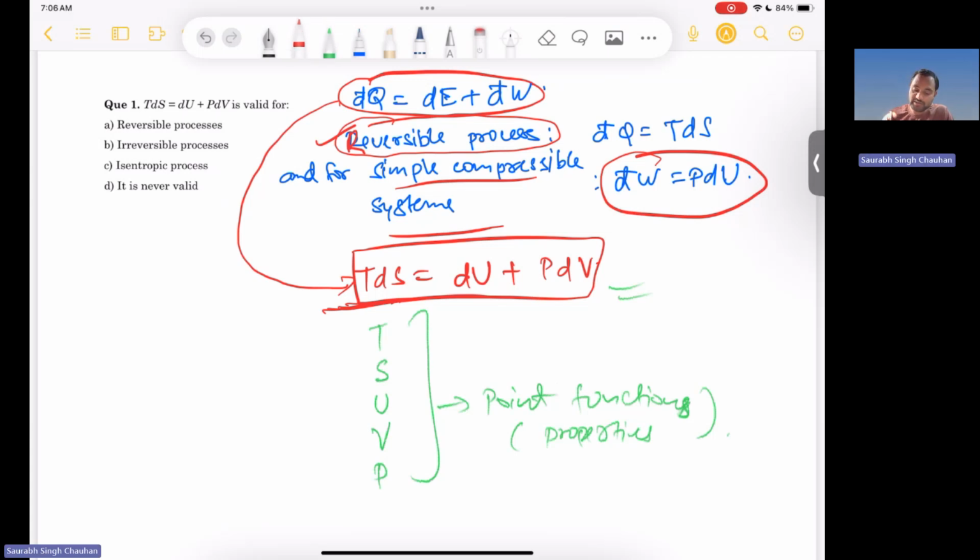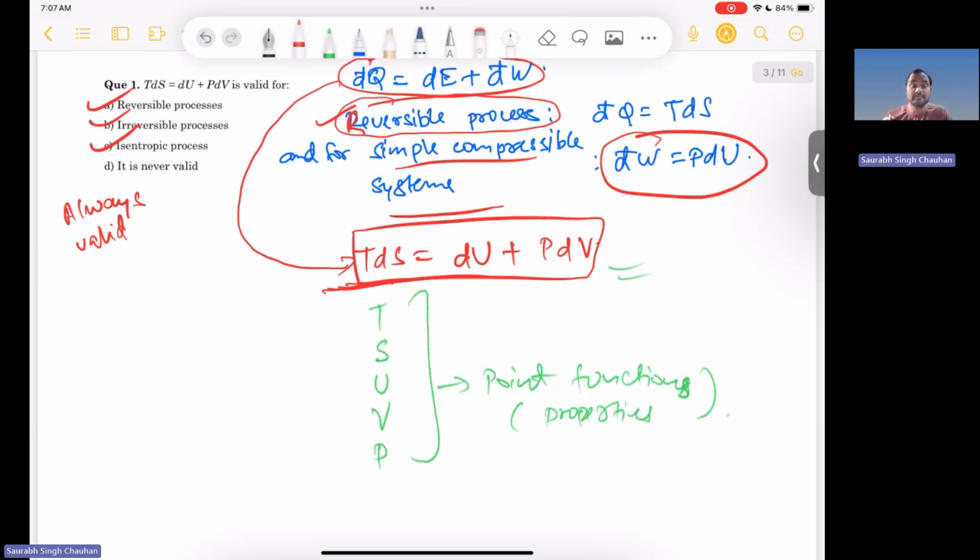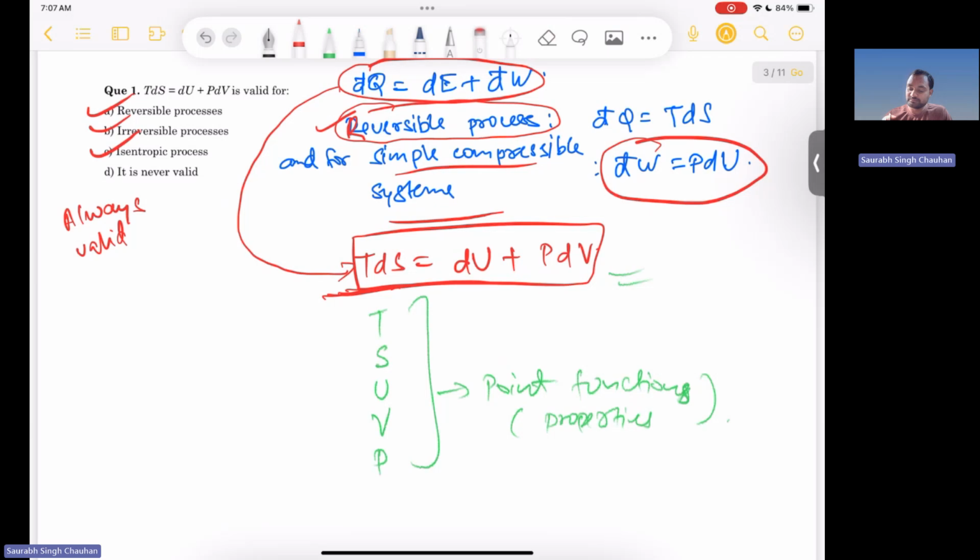So which option should be correct? The first option is reversible processes, then irreversible processes, isentropic processes, and it is saying never valid. Okay, so of course it is always valid. So this may be the correct option: a reversible process as well as irreversible as well as isentropic. Okay, so I hope that this is clear, and we can move to the next question.